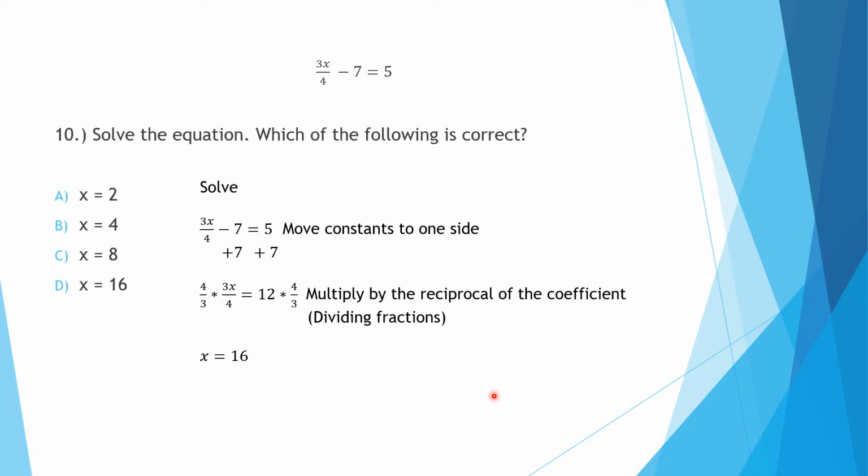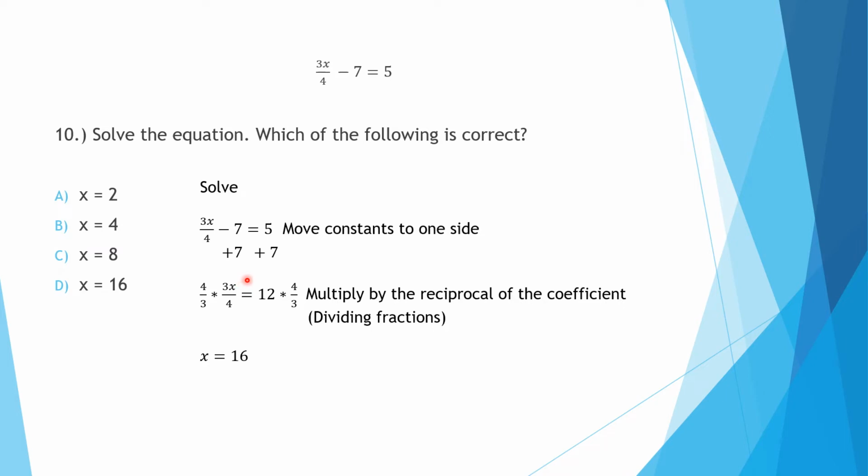As when we're solving other linear equations, we want to begin by isolating our variable term. In this case, we'll move this negative 7 by adding 7 to both sides and canceling it out on the left. That is going to give us 3x over 4 is equal to 12. So we will need to divide the 3/4 off of x.